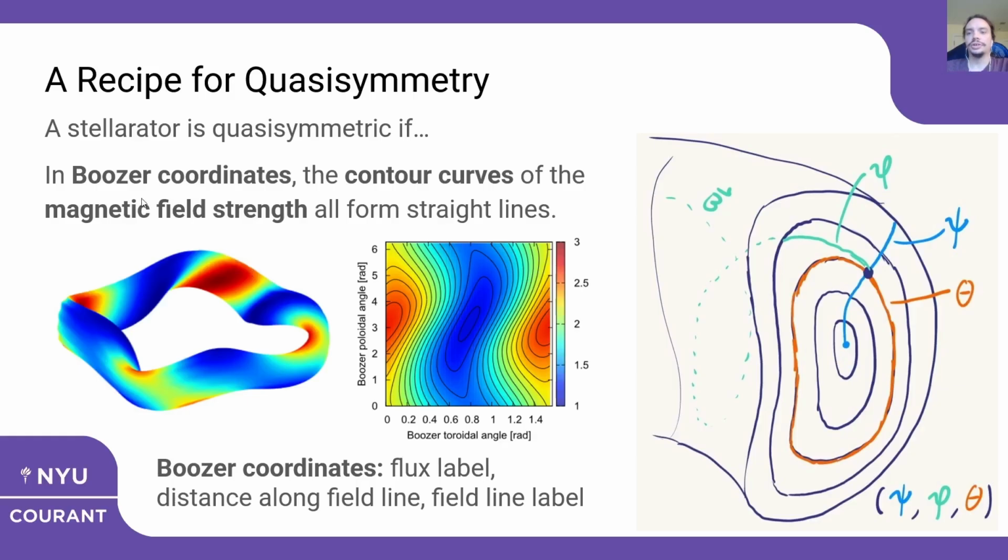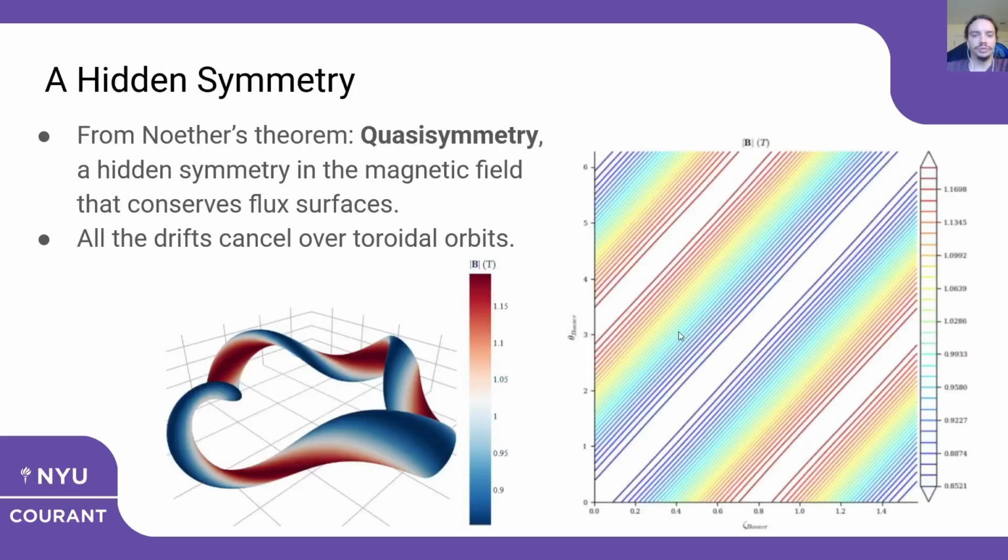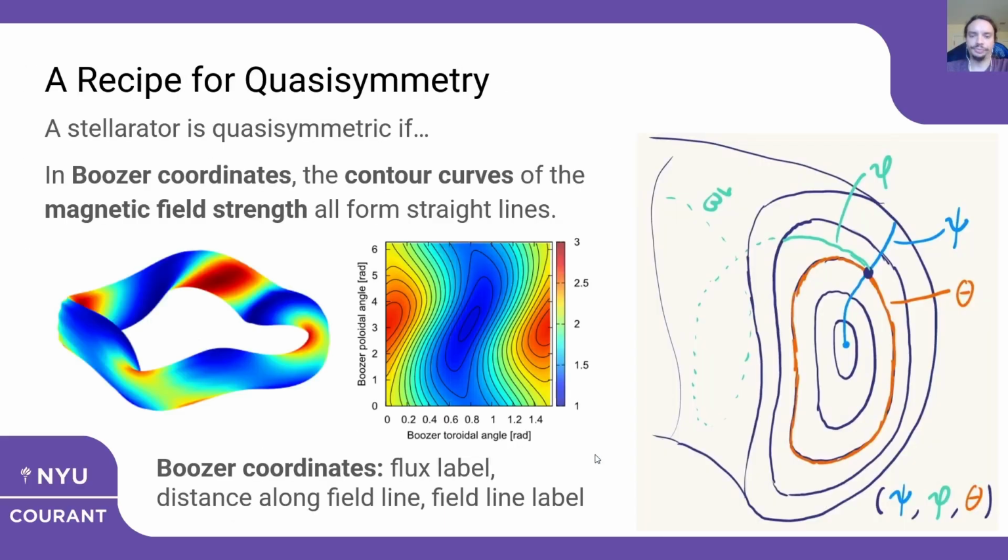Okay, so a stellarator is quasi-symmetric if when you plot its magnetic field strength in Boozer coordinates, the contours form straight lines. So this one is not very quasi-symmetric because the contours are curvy, but this one is really, really quasi-symmetric because in its Boozer plot, the magnetic field strength contours are really nice and straight. Okay, so this is what quasi-symmetry means.